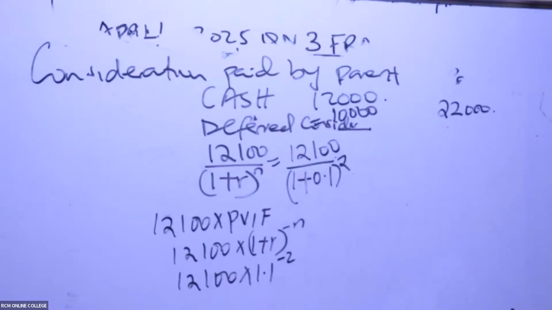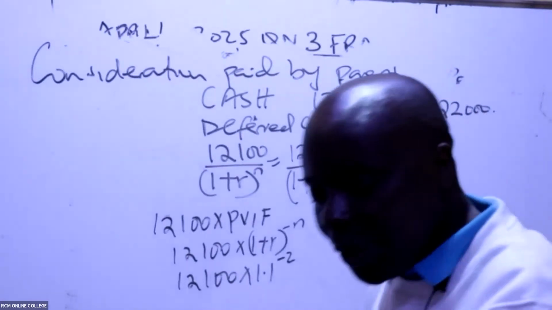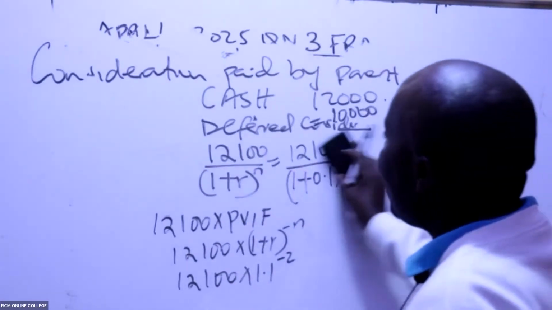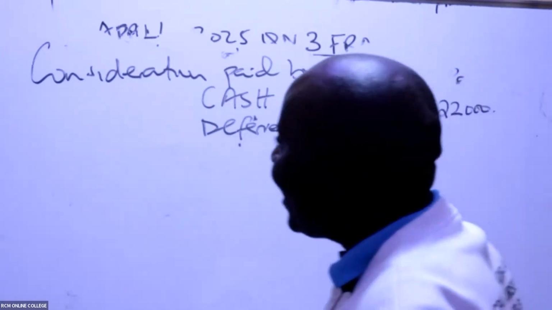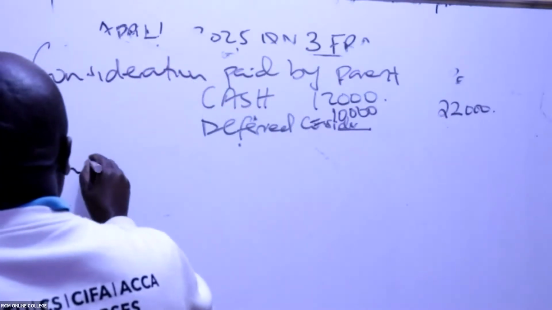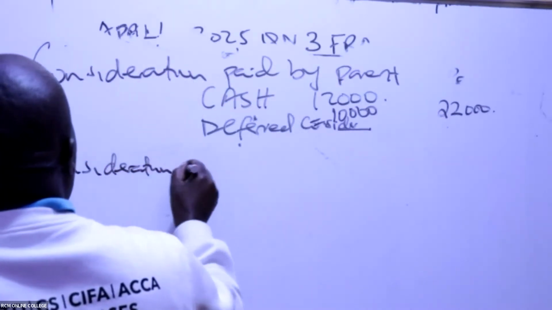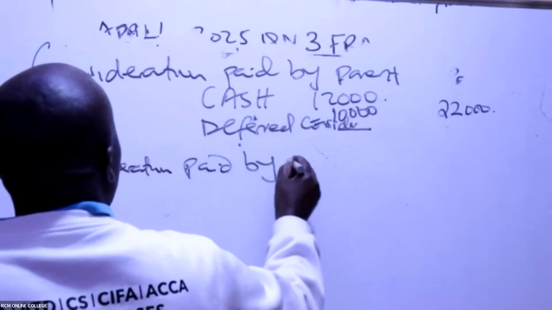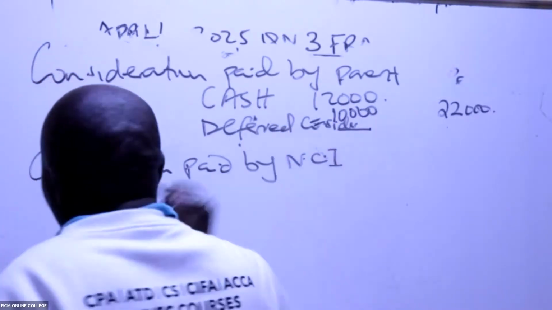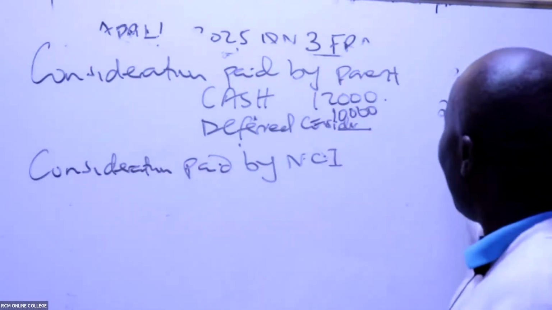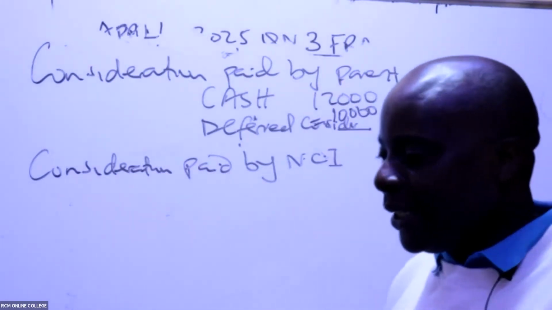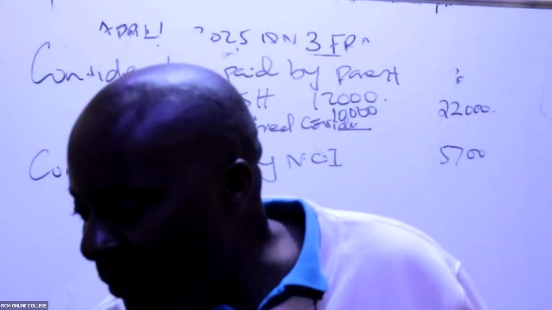Now remember, you never bought this company 100%. There is consideration paid by NCI. So you look for NCI information. So consideration paid by non-controlling interest. And the additional notes, NCI is 57. They're telling me, Mwalimu, NCI is 5,700. These ninjas are very, very fast, even faster than Mwalimu.